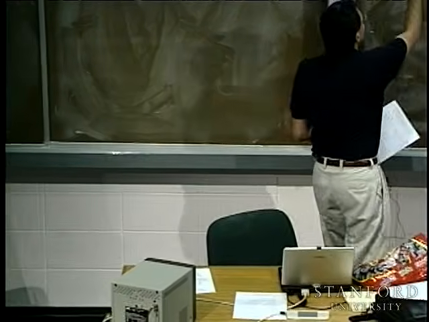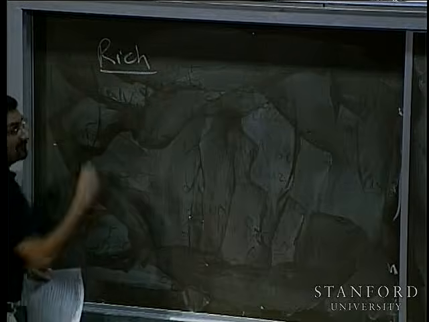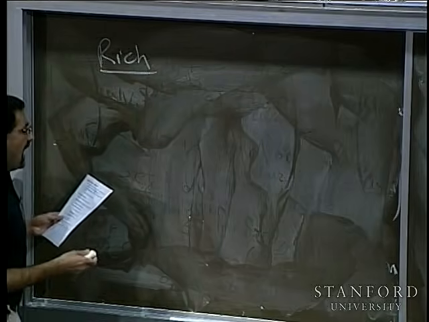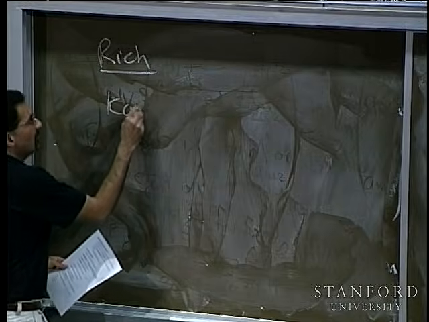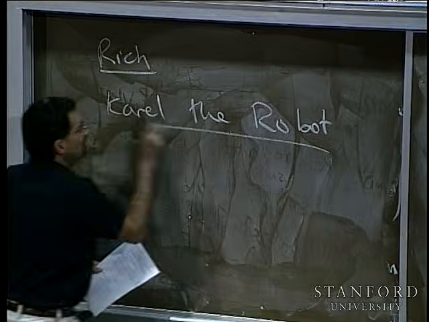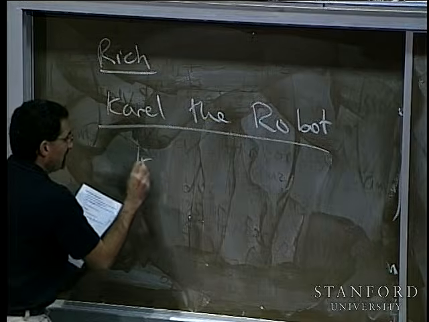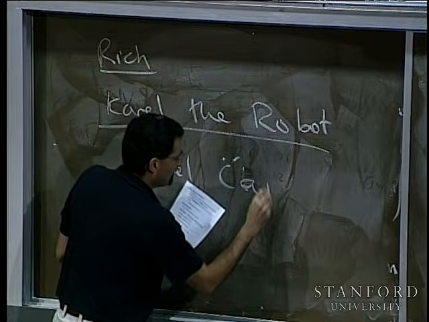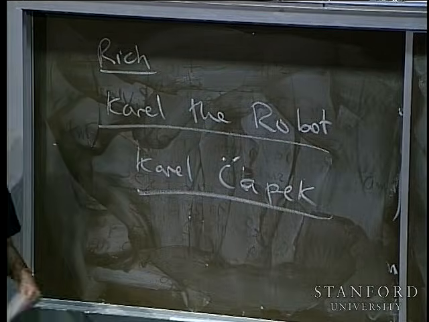And so Rich, who's a wonderfully friendly guy, sometime if we get him to come to Stanford, I'll introduce you, he's just very nice, came up with this thing called Karel the robot. And the term Karel actually comes from Karel Čapek. Anyone know who he is?